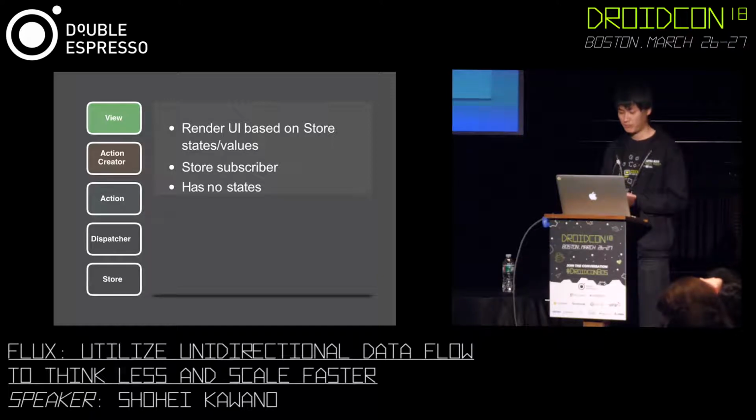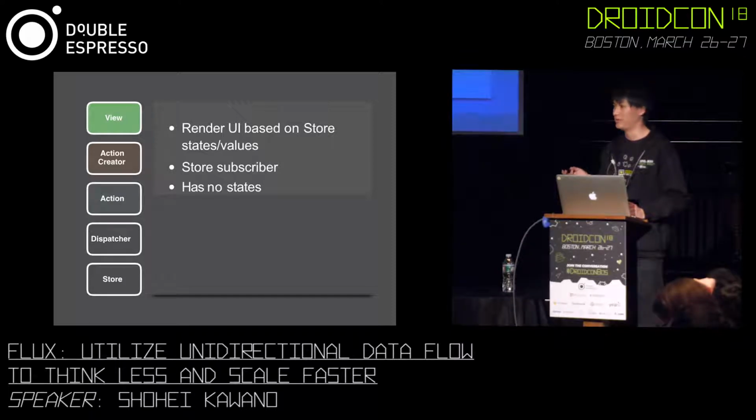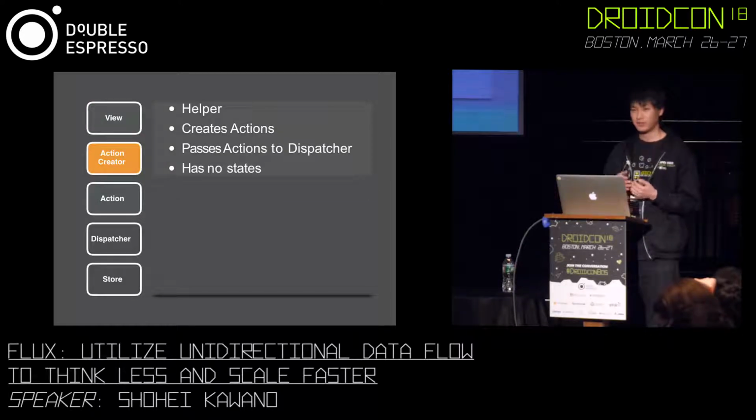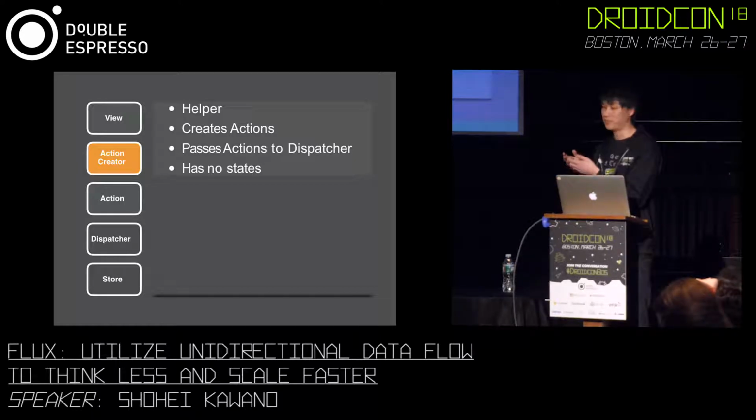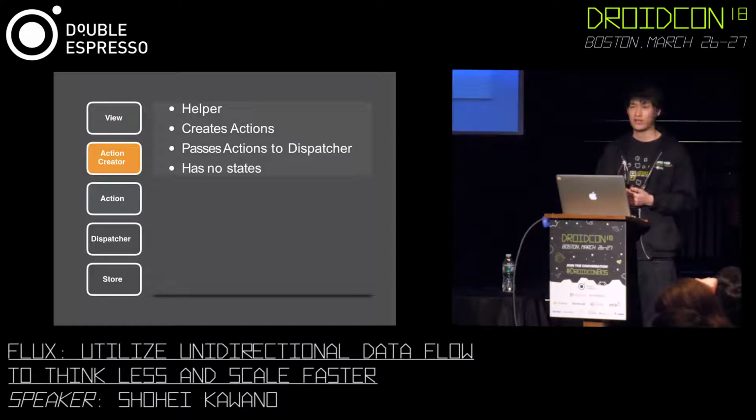First, starting with the view. View, as you can guess, is responsible for rendering UI, but how it renders UI is based on what's called store components, state, and values. And so therefore, a view is responsible for subscribing to store state change. But a view itself doesn't have any state. Next, action creator. It's a kind of helper class. What it does is it creates a so-called action component and passes that action to dispatcher component. And that's it for the action creator. So action creator doesn't have any state as well.